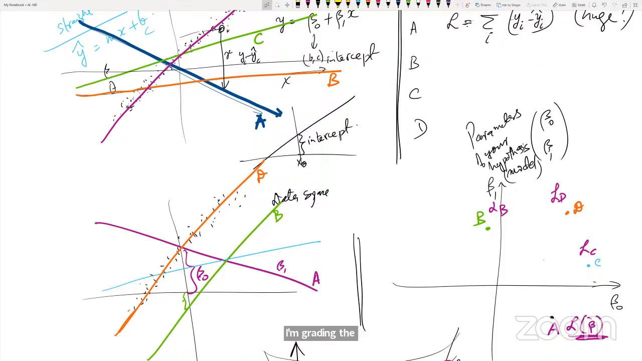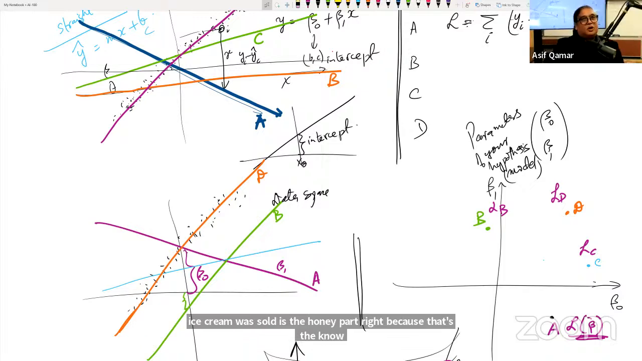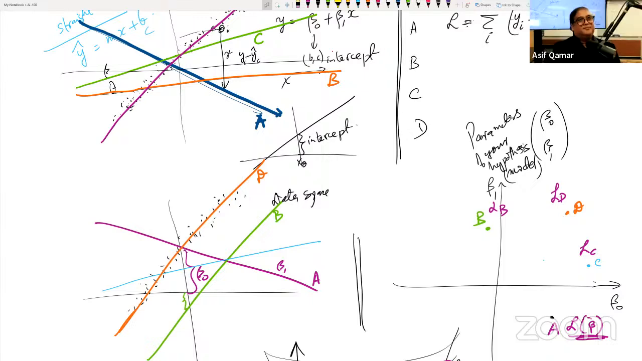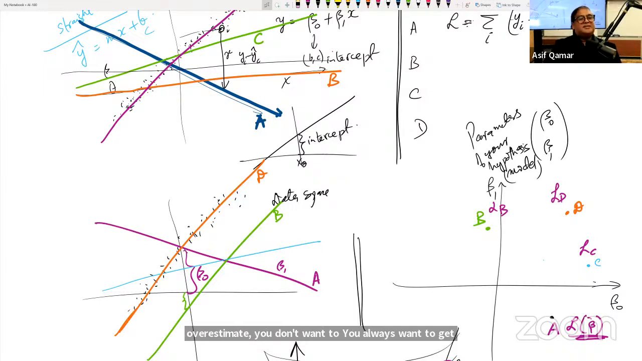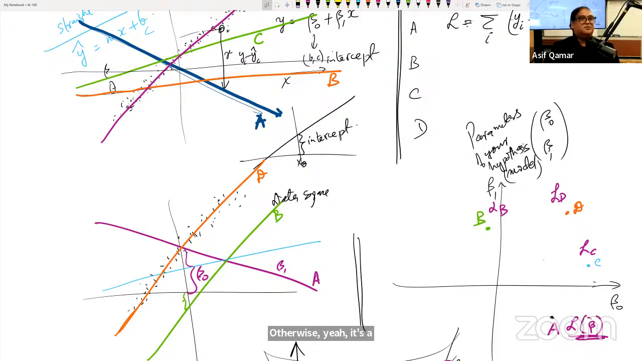In the example of ice cream, how much ice cream was sold is the honeypot, right? No, a prediction model that predicts the amount of ice cream sold almost to the dot. The best prediction model has the lowest loss, and that loss value is the honeypot you're searching for, practically speaking. You don't want to overestimate, you don't want to underestimate. You always want to get the ice cream that you will sell on a given day as right as possible. Otherwise, the entrepreneur is going to lose money. If she overestimates, she gets too much ice cream, and it goes to waste. If she gets too little ice cream from the wholesaler, then she has the unenviable pleasure of seeing all the clients go to the competitor.